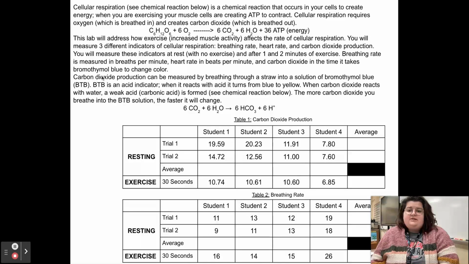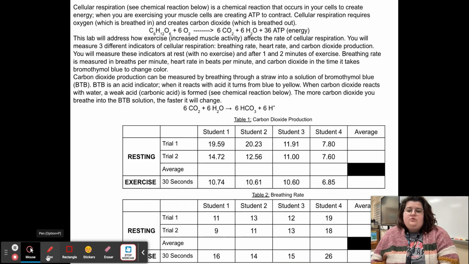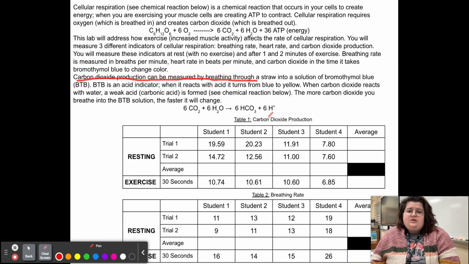So carbon dioxide production, it says up here, can be used to measure the breathing rate through a straw into a solution of bromothymol blue, or BTB. It's an acid indicator. When it reacts with acid, it turns from blue to yellow. When carbon dioxide reacts with water, weak carbonic acid is formed. So the more carbon dioxide you breathe, the faster it will change. So our faster time rates here are going to be where there is more carbon dioxide, right?